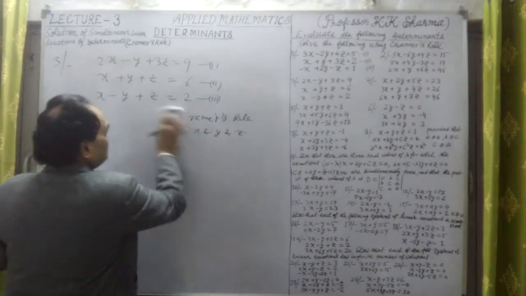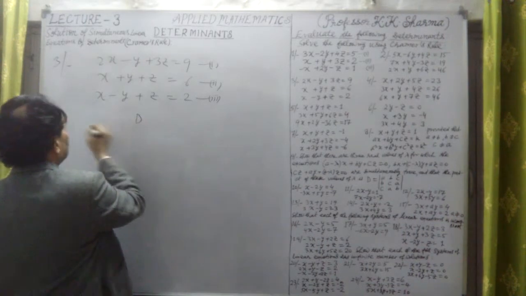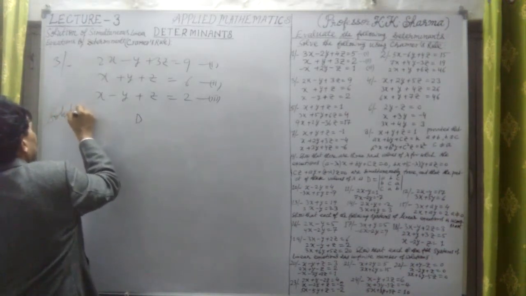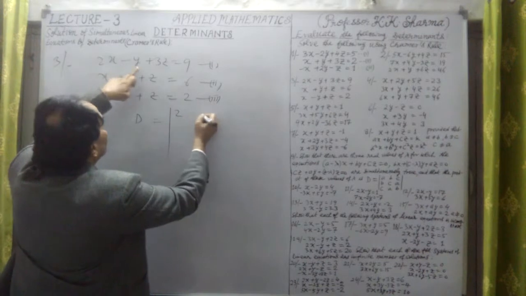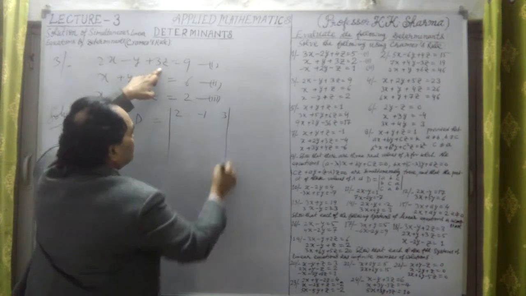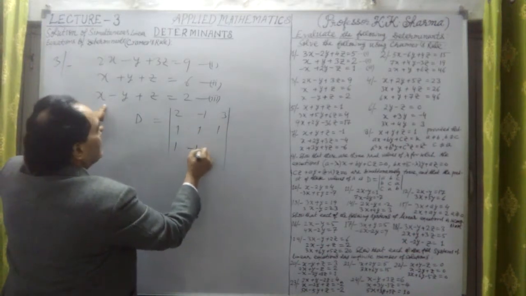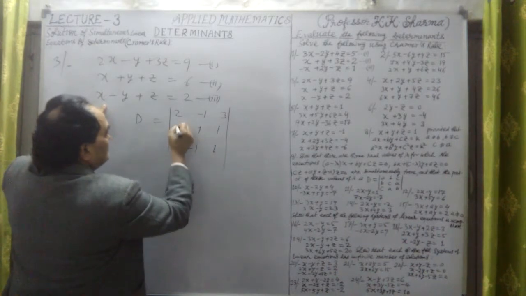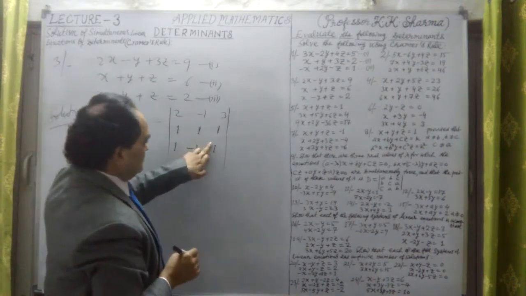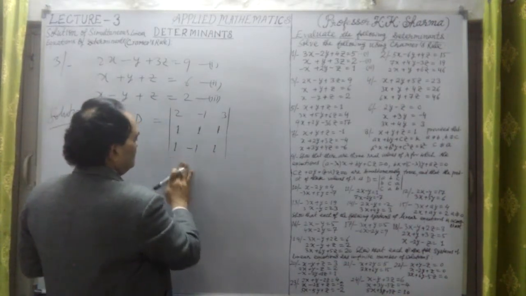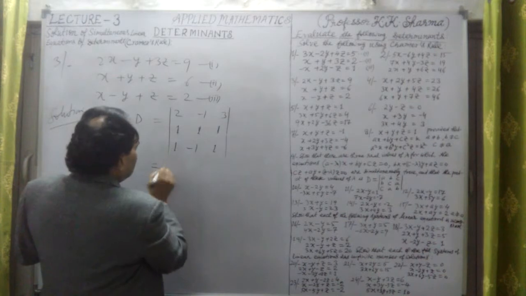So these values let me calculate. Again, the same process. We have to find out value of d. First solution we have calculated. D is equal to the coefficients of x, y, z. This is 2, minus 1, 3, 1, 1, 1, 1 minus 1 and 1, 1 and 1. This is this one. Okay, so this value is, let us solve it. What is the value of D here?